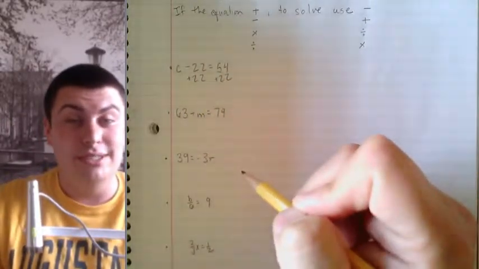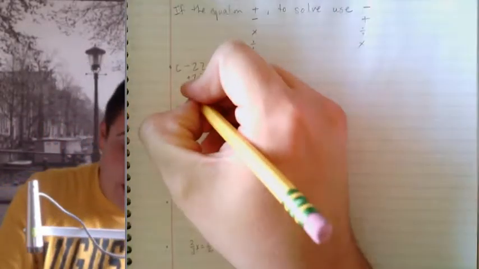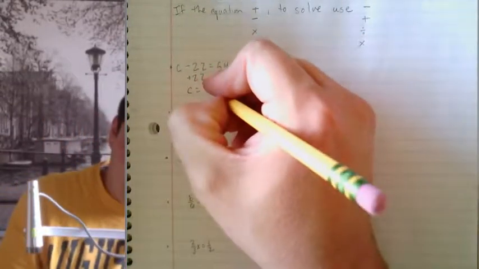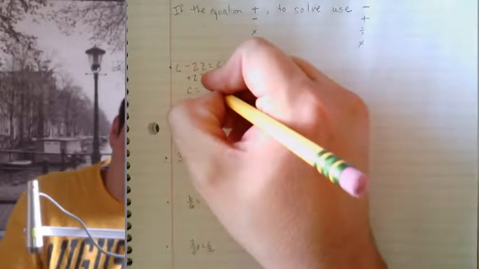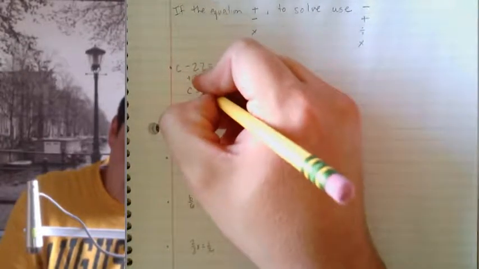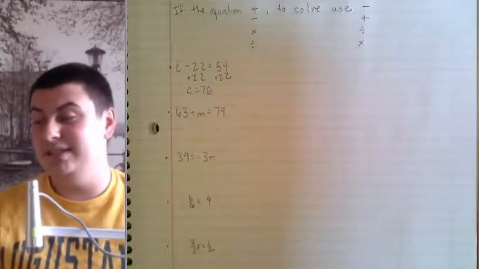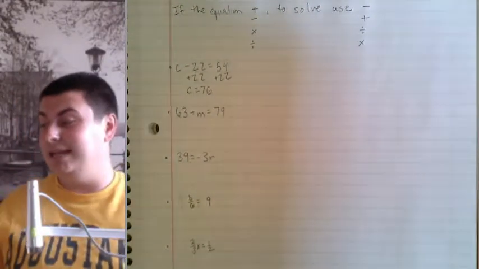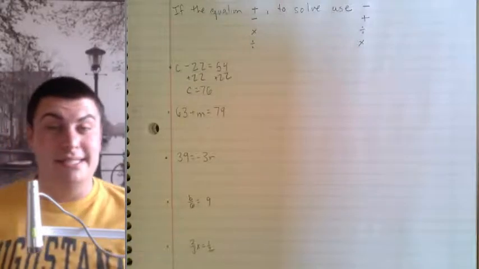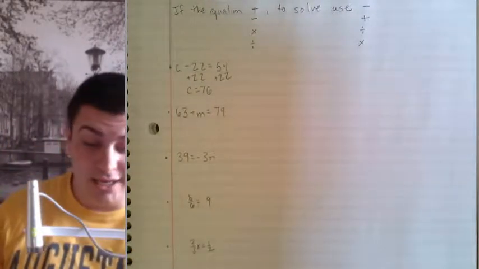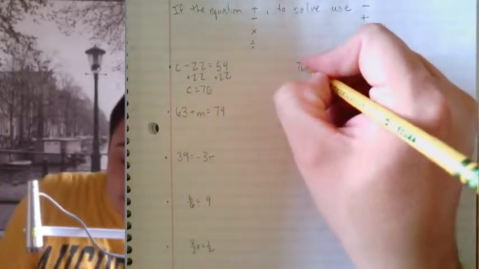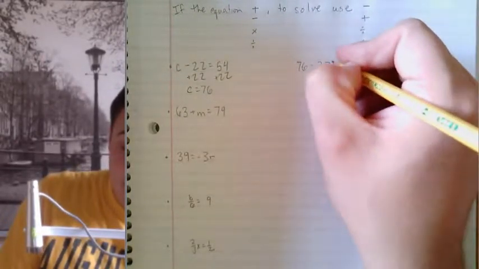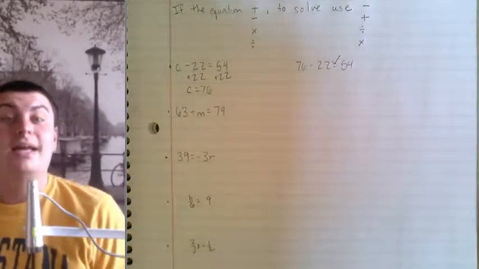We added 22 to both sides. When we do that, we're left with C equals 54 plus 22. We have 6 and 7. C equals 76. Now, if at any time you are hesitant about a response that you get, plug it in and check. So take the 76 minus 22. Does that equal 54? Bet your bottom dollar it does.